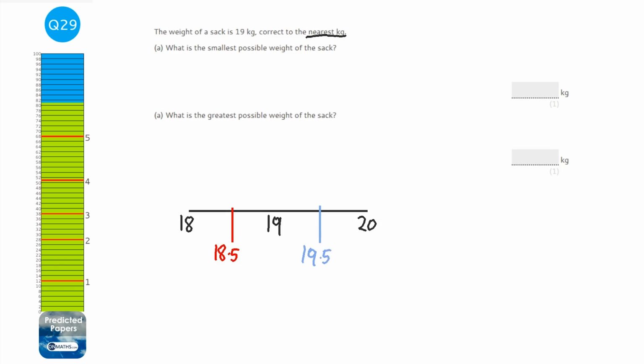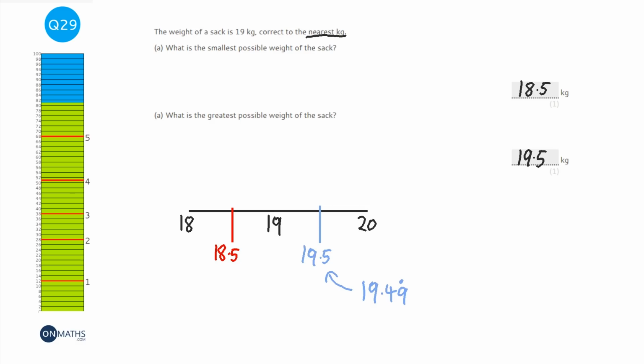Now, this second one's a little bit more complicated because you might think, oh, actually 19.5 would round to 20. So it's 19.49 recurring. Yes, that would actually be true. Unfortunately, 19.49 recurring is actually the same as 19.5. So for our smallest possible weight, we put 18.5. And for the maximum possible weight, we can actually put 19.5, even though we know that would have rounded to 20. Now this works because it's a continuous scale.